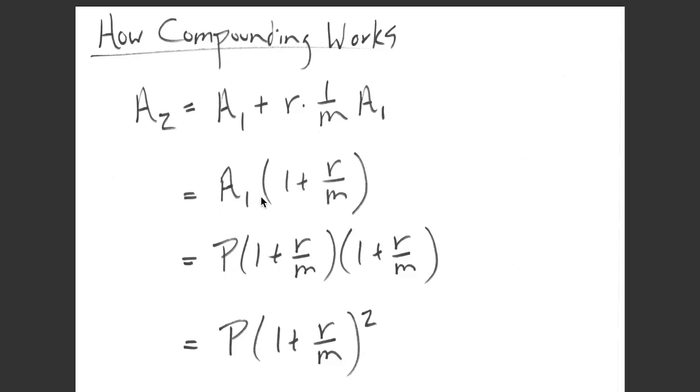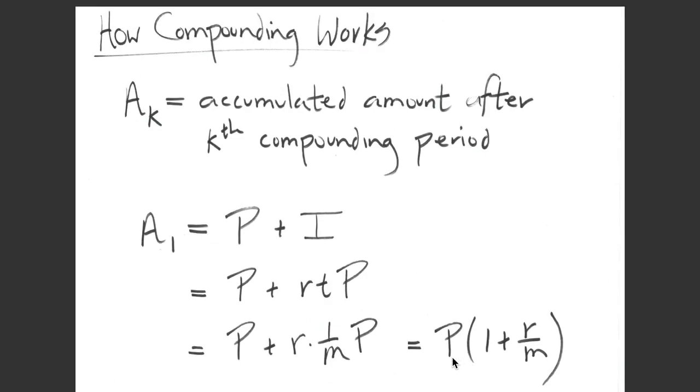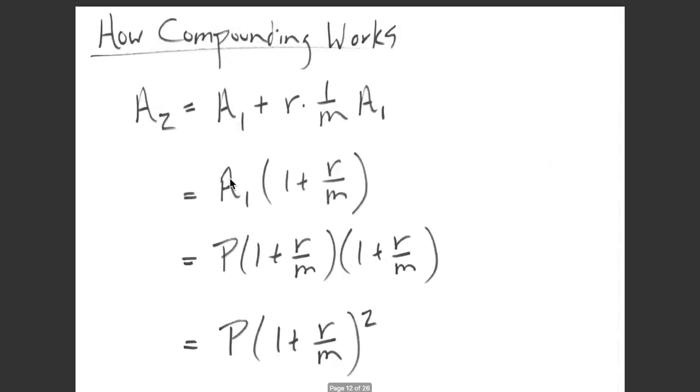But now use the expression we had on the previous slide for A1. A1 itself is P times 1 plus r over m. So I'll make that replacement right here. And what you wind up with is P times 1 plus r over m, the quantity squared. So that's the amount that you've accumulated after 2 compounding periods. And this is valid, no matter what the compounding period is. If it's monthly compounding, this would be the amount after 2 months. If it's daily compounding, this would be the amount after 2 days, and so on.